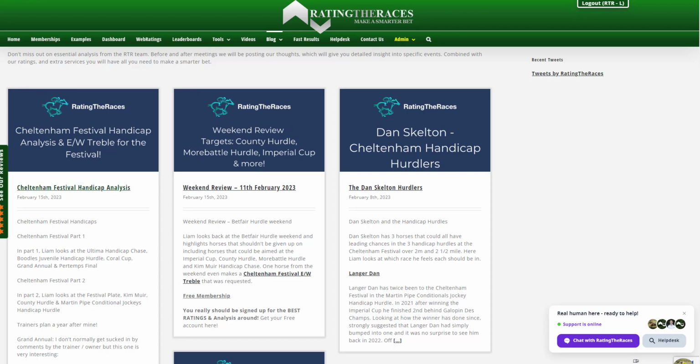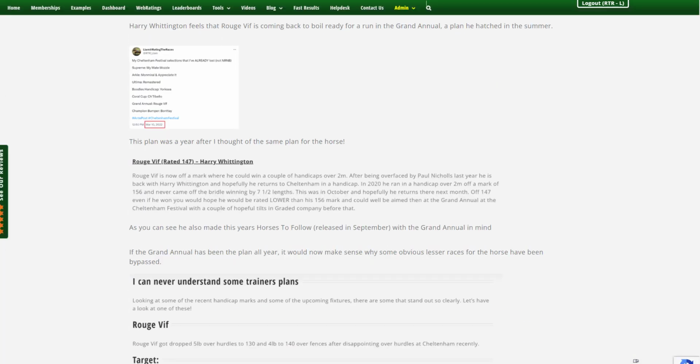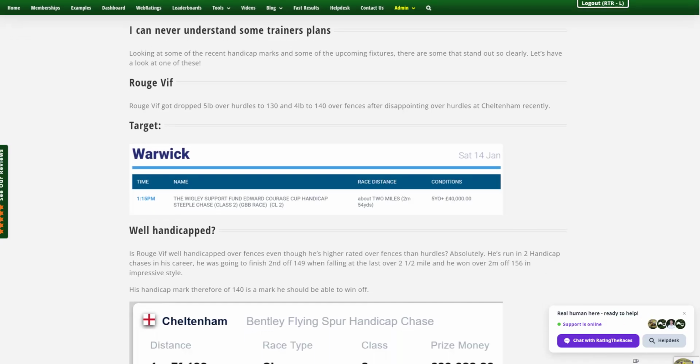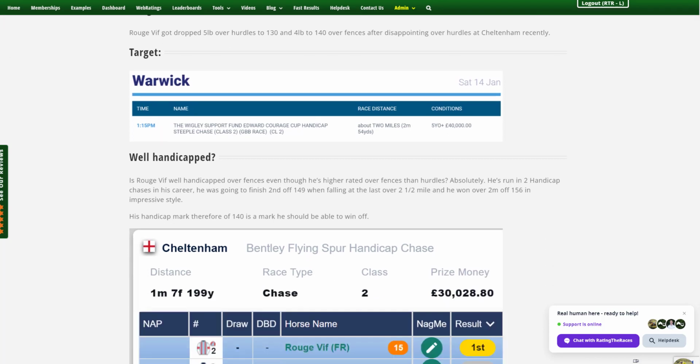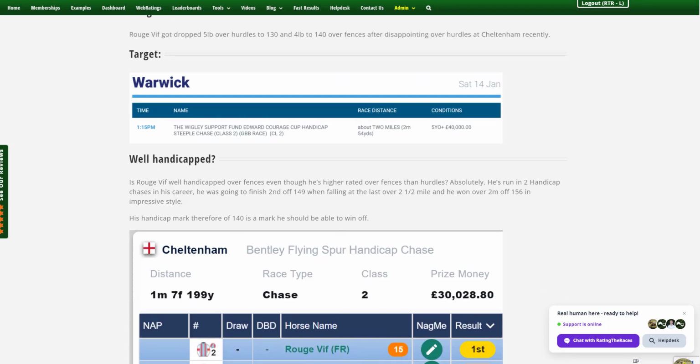If I just load it up. Could well be aimed at the Grand Annual at the Cheltenham Festival with a capital hopeful tilt in graded company before that. He's been a bit all over the place. But I had noticed that Rouge Vif, I thought there were some really obvious races for him. So obvious that I actually made a blog post about it. Rouge Vif, why doesn't he run at Warwick in January? He didn't. He went to Doncaster. He disappointed. And maybe this was the reason.